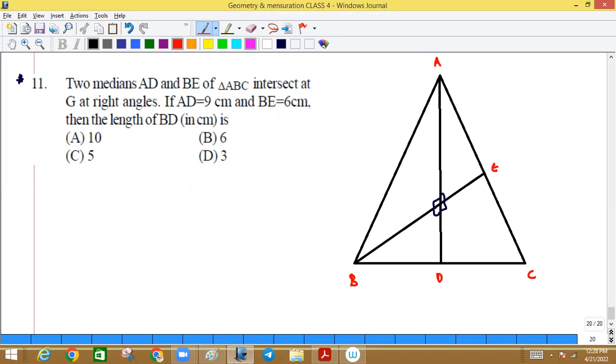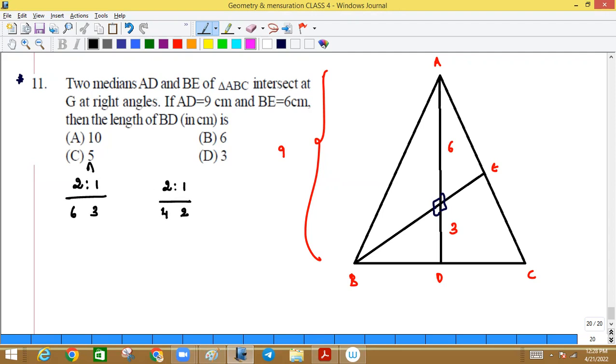AD, see, we know that the centroid divides the median in the ratio 2:1. The entire length of AD is how much? 9. 2:1 means 3 and 2. Oh, sorry, 6 and 3. Because 2:1 means how many parts? 3 parts. 3 parts is 9. Each part is 3. So 2 times 3 is 6, 1 times 3 is 3. BE is what? 6. 3 parts is 6. Each part is 2. So 4, and this one is AD. This one is B. So it is 4 and.